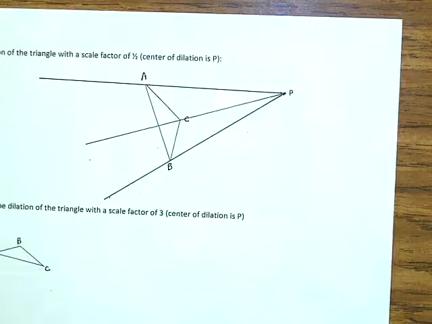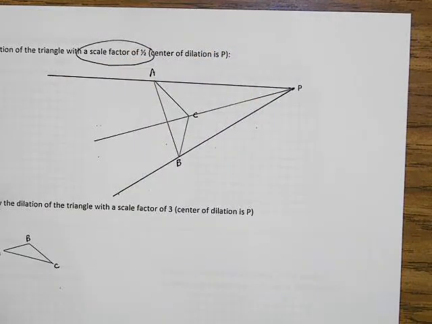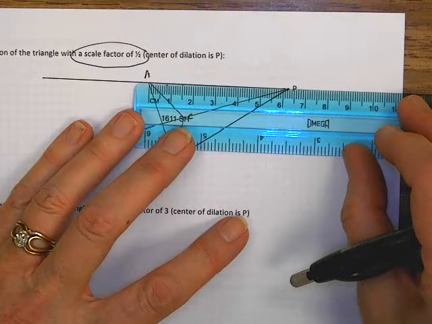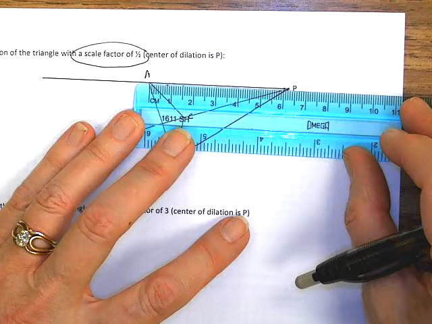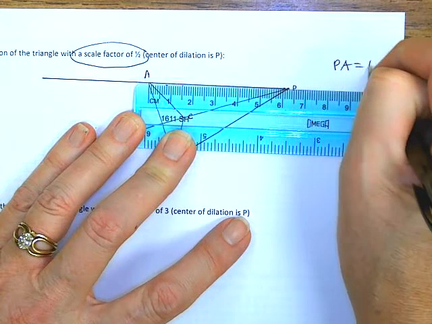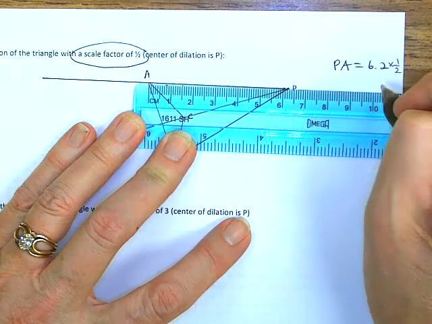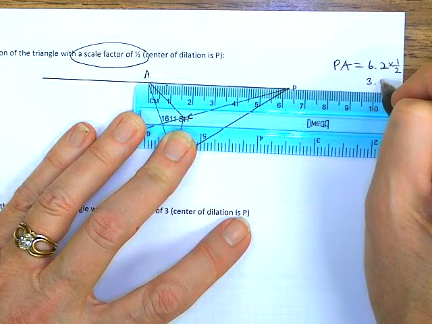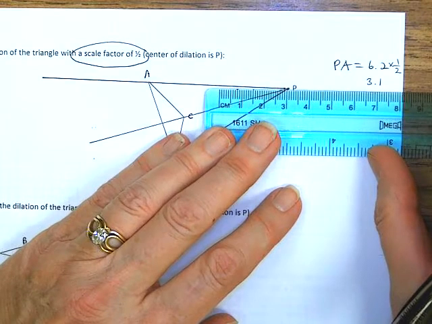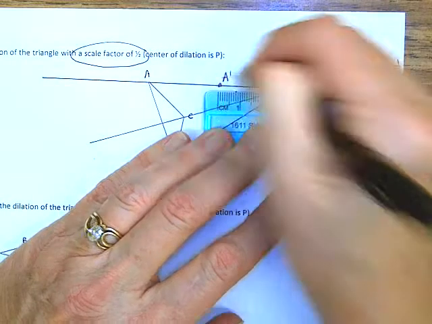All right, and then the next step is to do the measuring. Notice this time my scale factor is 1/2. So I'm going to measure P to A. Let's see if I can get it right this time. It looks like maybe 6.2. My scale factor is 1/2, so if I multiply by 1/2, my new value is only going to be 3.1. So from the center, which is P, I'm going to find a point 3.1 out. That's my A prime. That's my new image.